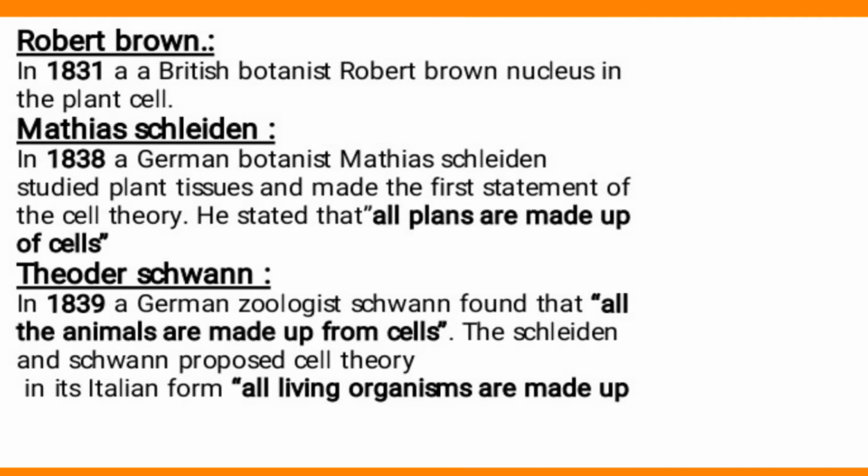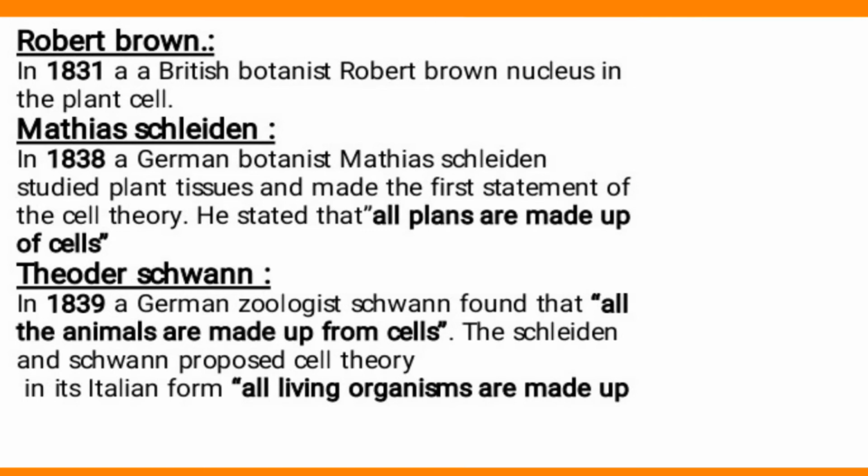The next scientist who contributed to the cell theory was Robert Brown. In 1831, a British botanist, Robert Brown, found the nucleus in the plant cell. He discovered the nucleus in the plant cell. The cell was discovered by Robert Hooke. Remember, the cell was discovered by Robert Hooke, while the nucleus was observed by Robert Brown in 1831.